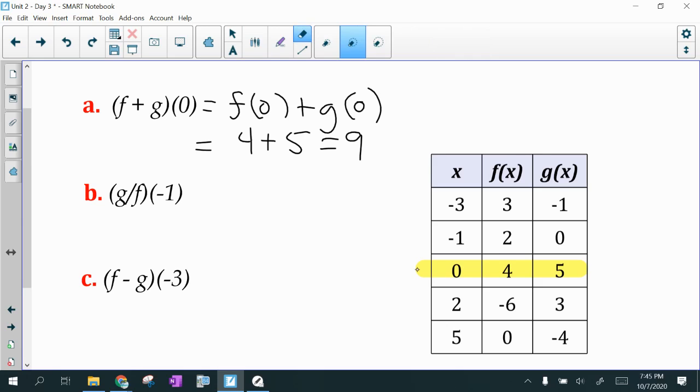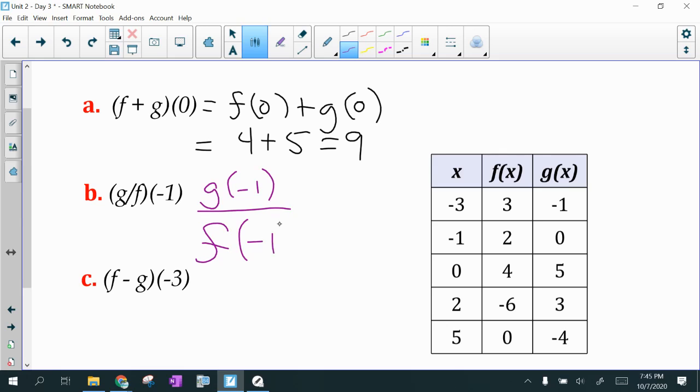That wasn't so bad. Let's see what else we can do if we're looking at something maybe a little bit different there. Okay, how about f divided by g of negative 1? Okay, so what is g of negative 1? And what is f of negative 1? Well, let's see. Again, going back and finding my negative 1 column, I've got that g of negative 1 is going to be 0, and f of negative 1 is 2. 0 divided by 2 is 0.